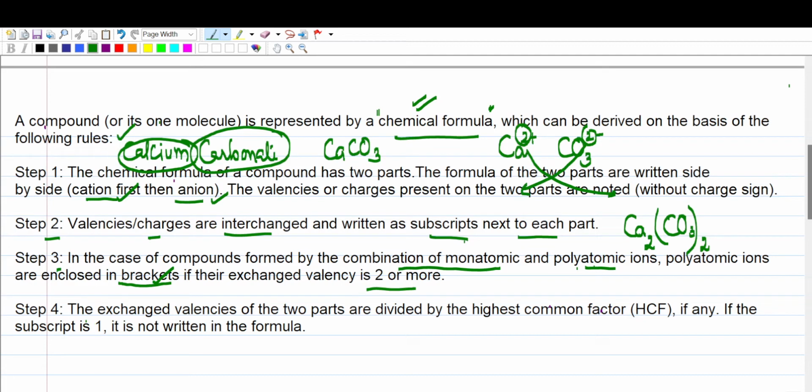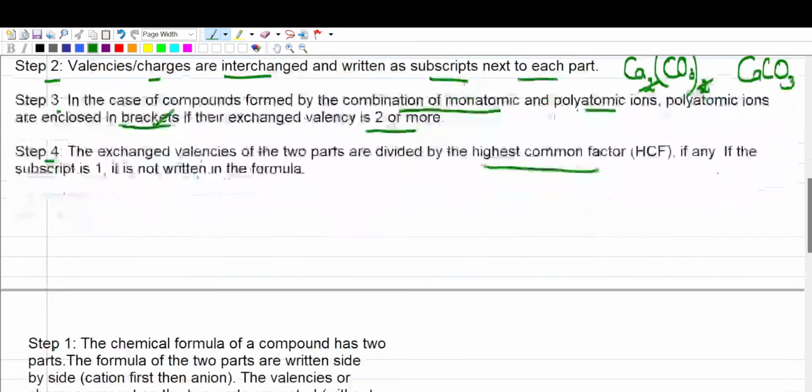Now it says step 4, we exchange the valencies and then we divide by the highest common factor. Over here, the highest common factor is 2. So we divide this and we get the formula CaCO3. Isn't it interesting? Now let's take up some more examples.